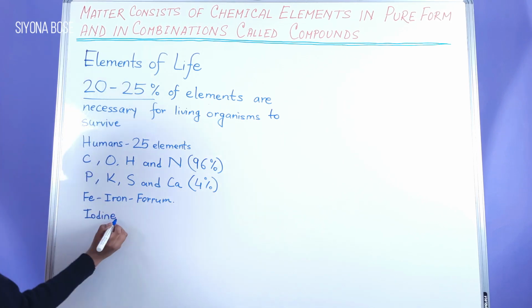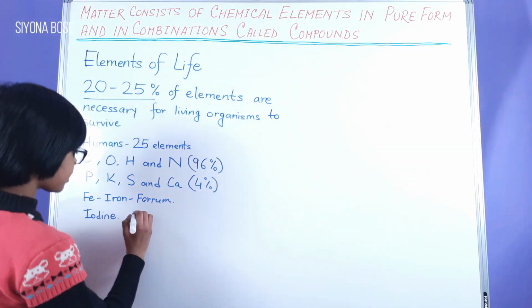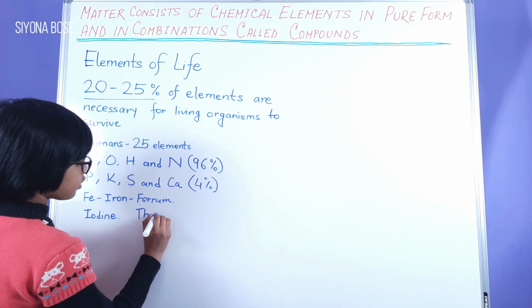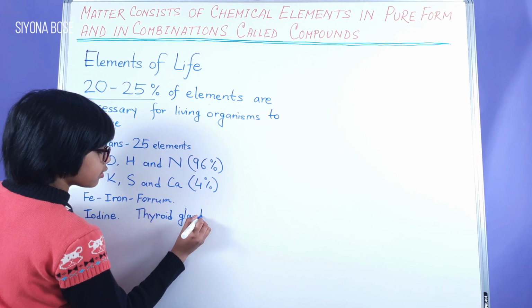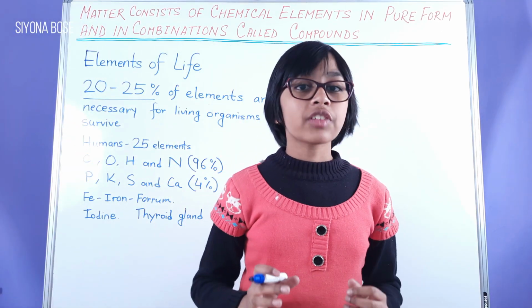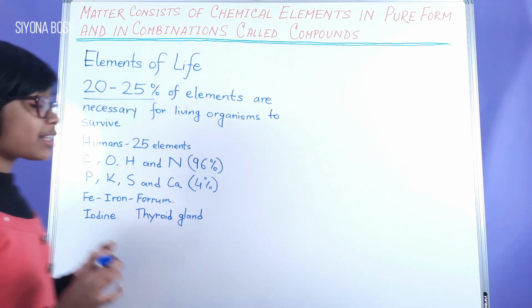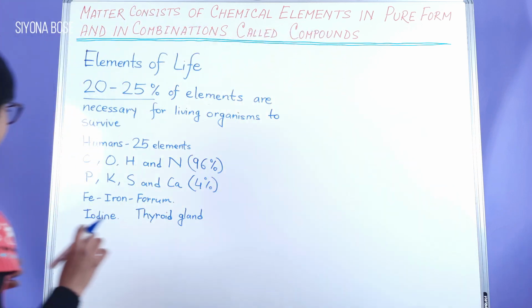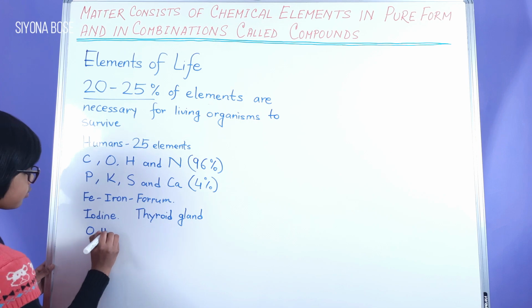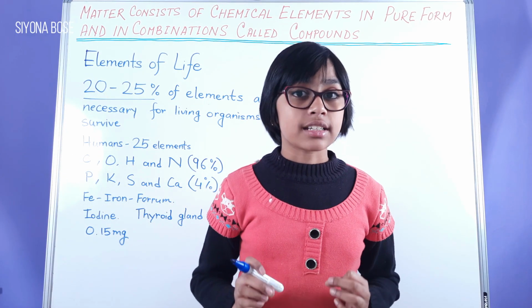Iodine is a very important trace element because it keeps the thyroid gland in our body healthy. The thyroid gland is a butterfly-shaped gland found in this area. To keep this gland healthy, we have to consume at least 0.15 milligram of iodine in our balanced diet daily.